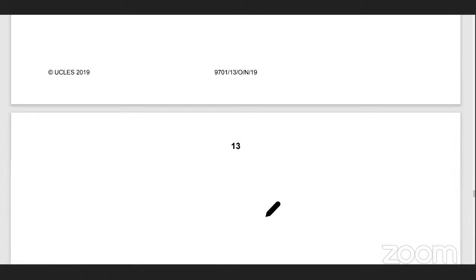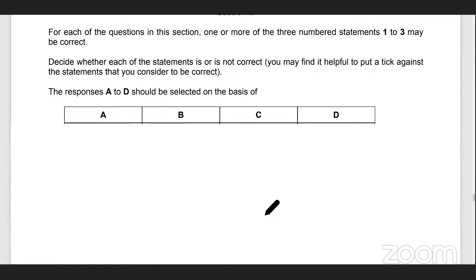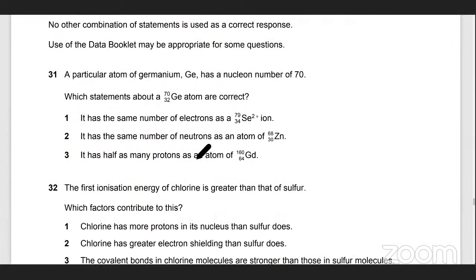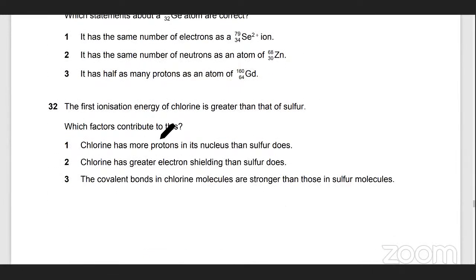Let's move to the next question, so the 31. I'm going to ignore this question. Let's move to 32. The first ionization energy of chlorine is greater than that of sulfur. What factors contribute to this? So there's sulfur, and there's chlorine, and there's phosphorus.